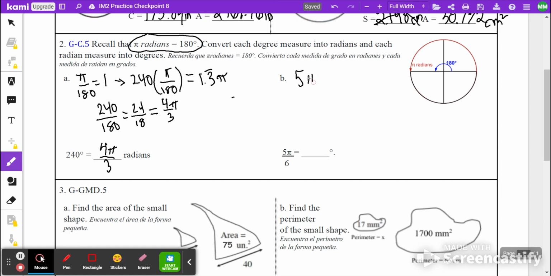Okay, and next I'm going to convert 5 pi over 6 to degrees. 5 pi over 6. This time I'll be multiplying by 180 over pi. The pi's cancel. I have 180 degrees times 5 over 6. I'm doing it on my calculator, 180 times 5 divided by 6, and that equals 150 degrees. Okay, we continue.